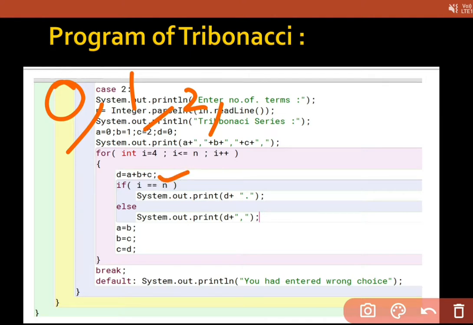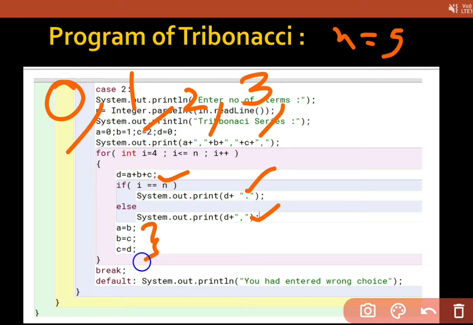0 plus 1 plus 2 is 3. If it is the last term, I have to display a dot. If it is not the last term, I have to display a comma. It is not the last term. Means value of n, I am taking 5. Then it is not the last term.